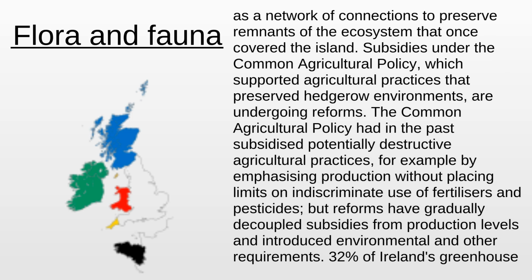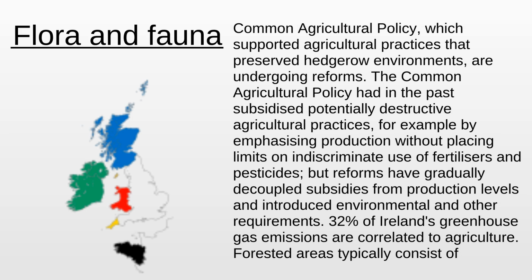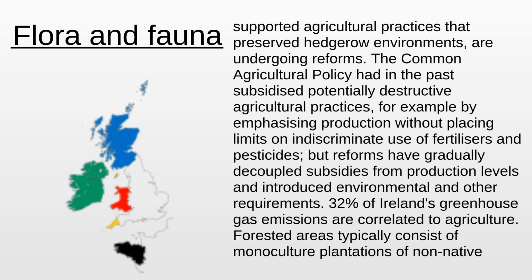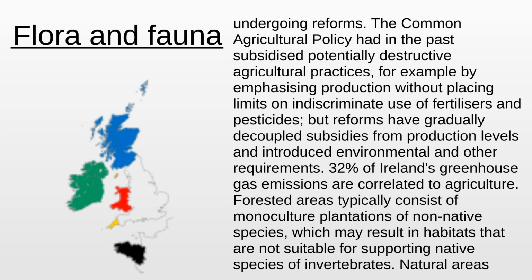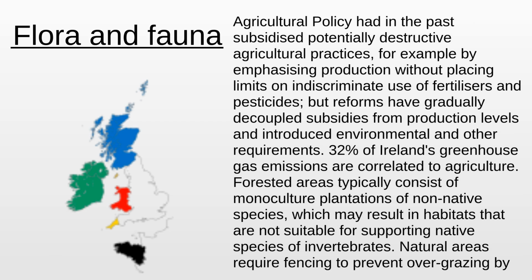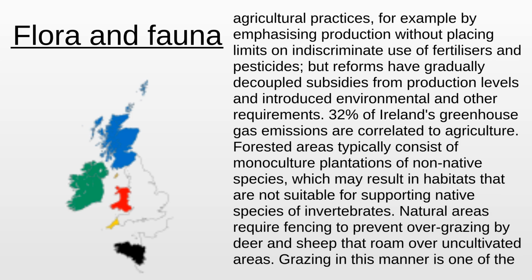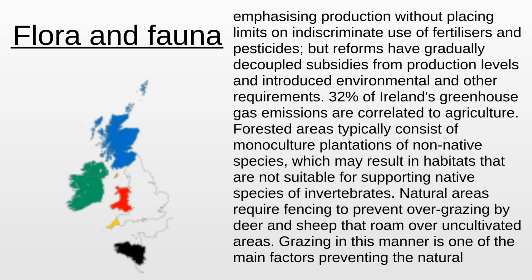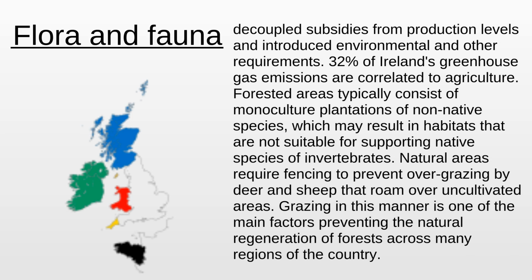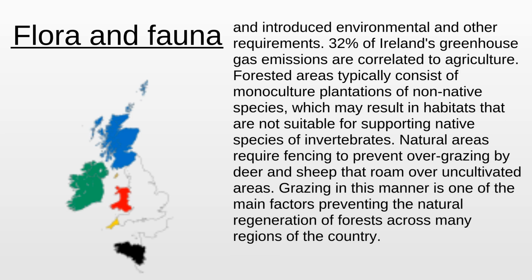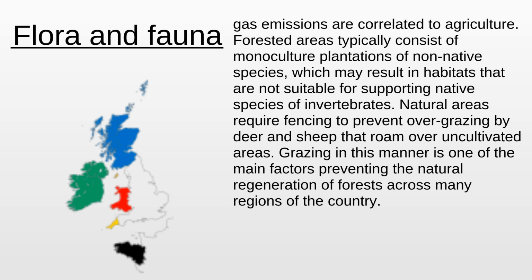This ecosystem stretches across the countryside and acts as a network of connections to preserve remnants of the ecosystem that once covered the island. Subsidies under the Common Agricultural Policy, which supported agricultural practices that preserved hedgerow environments, are undergoing reforms. The Common Agricultural Policy had in the past subsidized potentially destructive agricultural practices, for example by emphasizing production without placing limits on indiscriminate use of fertilizers and pesticides, but reforms have gradually decoupled subsidies from production levels and introduced environmental and other requirements. 32% of Ireland's greenhouse gas emissions are correlated to agriculture.